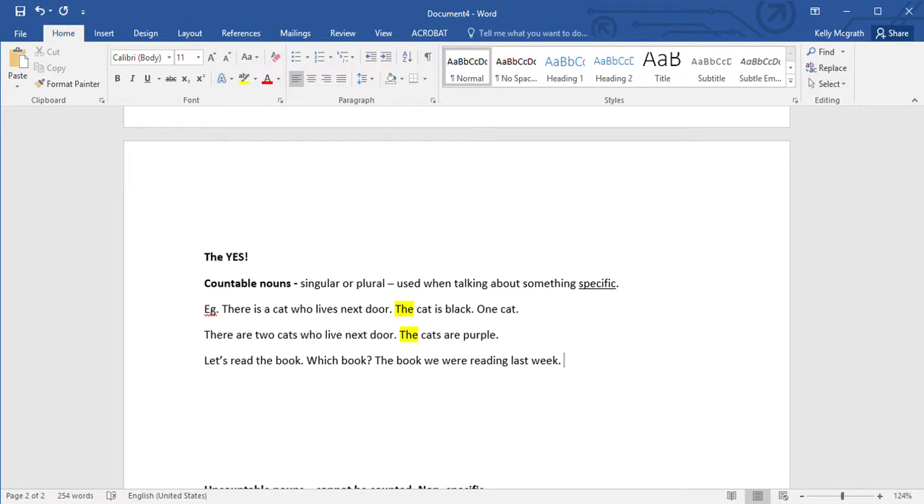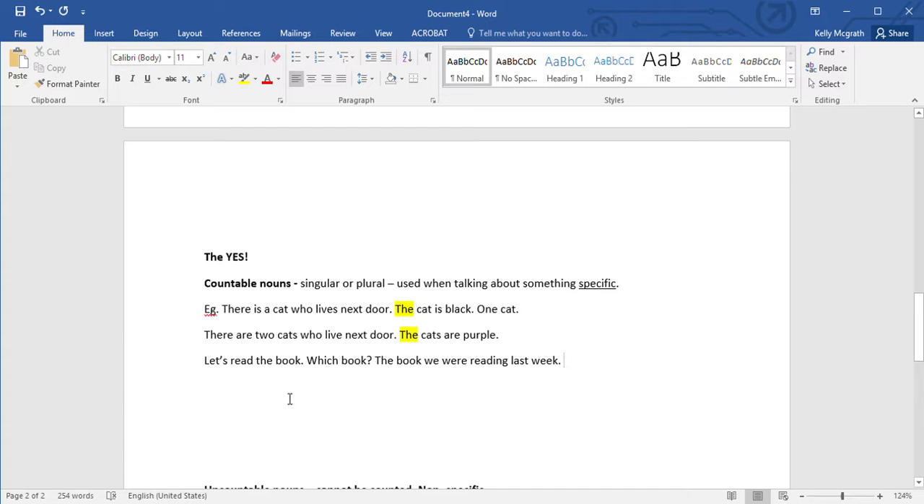I can answer that question. The book we were reading last week. Okay, so I'm talking about a specific book. I'm able to count. I'm able to say it's one book. Okay, in comparison to this, this is where you do use the determiner "the".